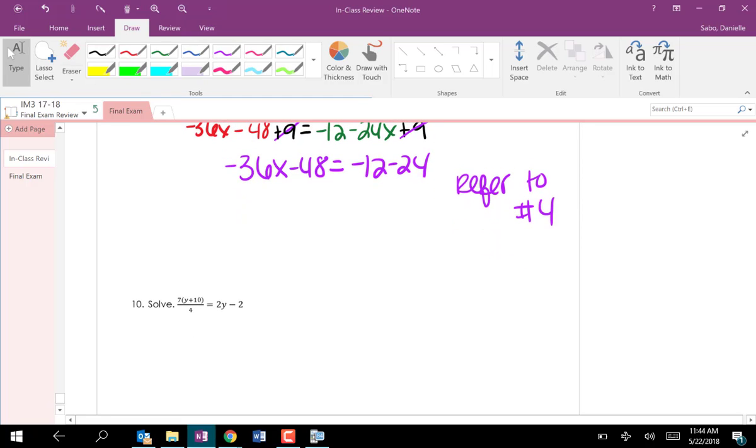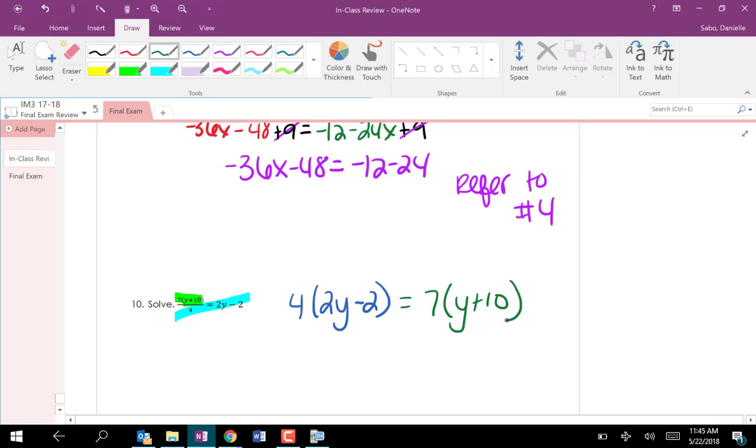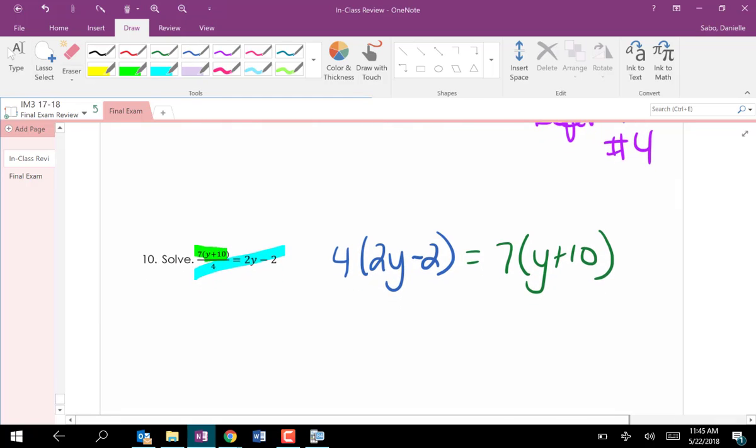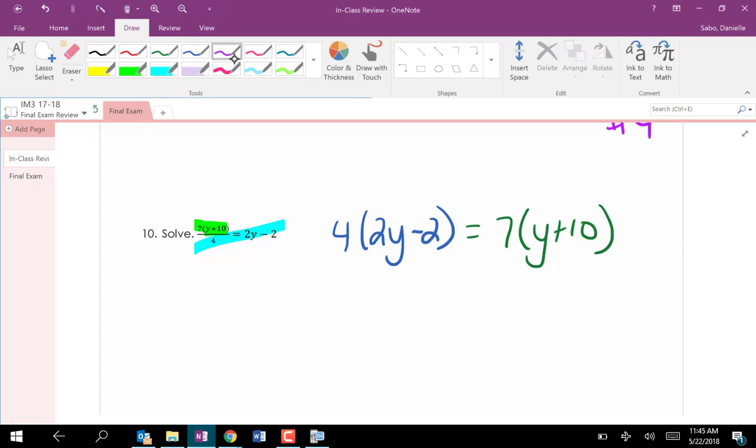Here, cross multiply. Again, it's an equal sign, so you can do that. So when you do that, I get 4 times 2y minus 2, and in green, it's just going to be equals 7y plus 10. Okay. Now what would you do in this situation? We're almost there, guys. We only got maybe 2 more minutes together. What would you do first? What would be your first instinct?